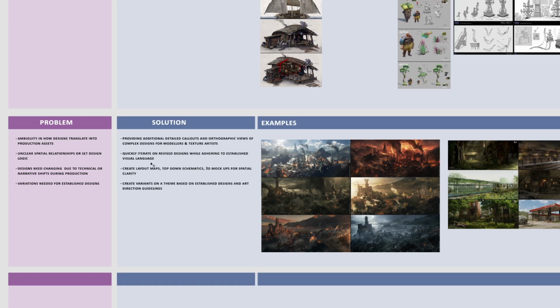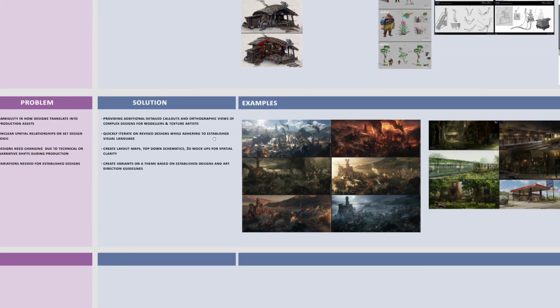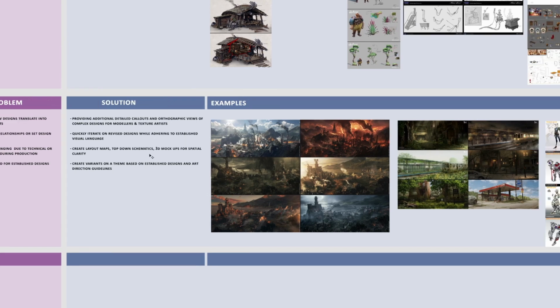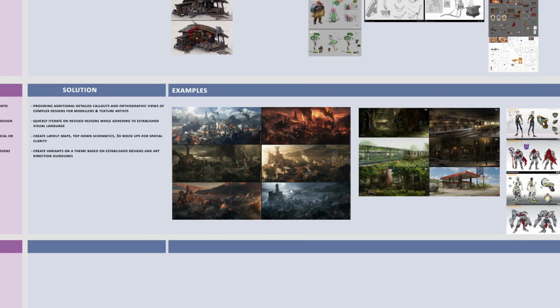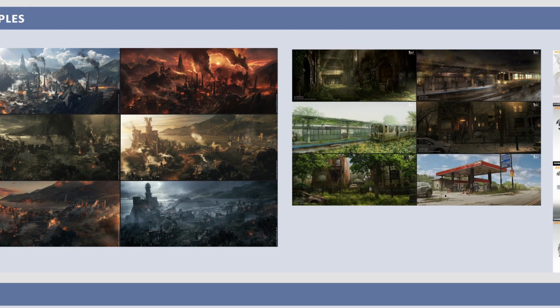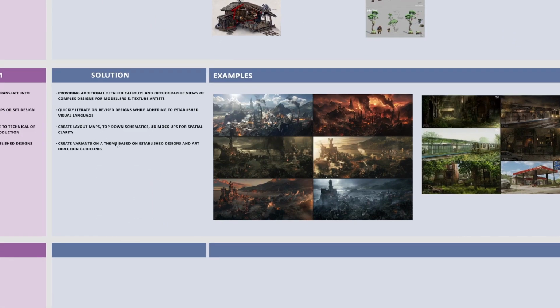So mid-production concept art, the direction is much more narrow, there's less room for exploration, and there's a much bigger emphasis on matching what's already been established. There could be a need to create layout maps or top-down schematics, 3D mock-ups for spatial clarity. So sometimes there could be a set design that has showcased a particular angle, but there might be some question once the design has been filled out as to what's happening around the corner or what's happening in certain spaces that have been undefined. And lastly, creating variants based on a theme.